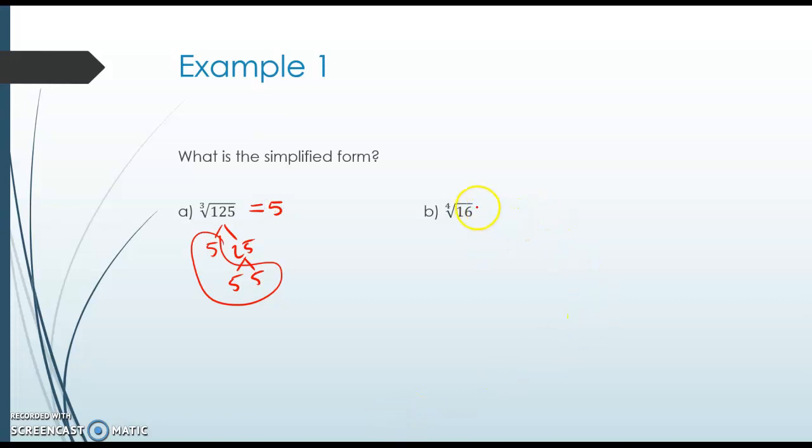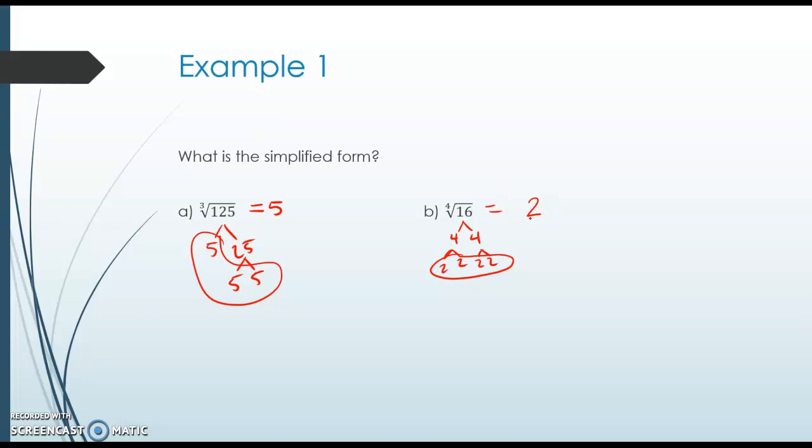All right, so now we want to do the fourth root of 16. So again, we can do the same thing. I know 16 is 4 and 4, but then the 4's become 2's. And so there are 4 2's: 1, 2, 3, 4. So the fourth root of 16 is 2.